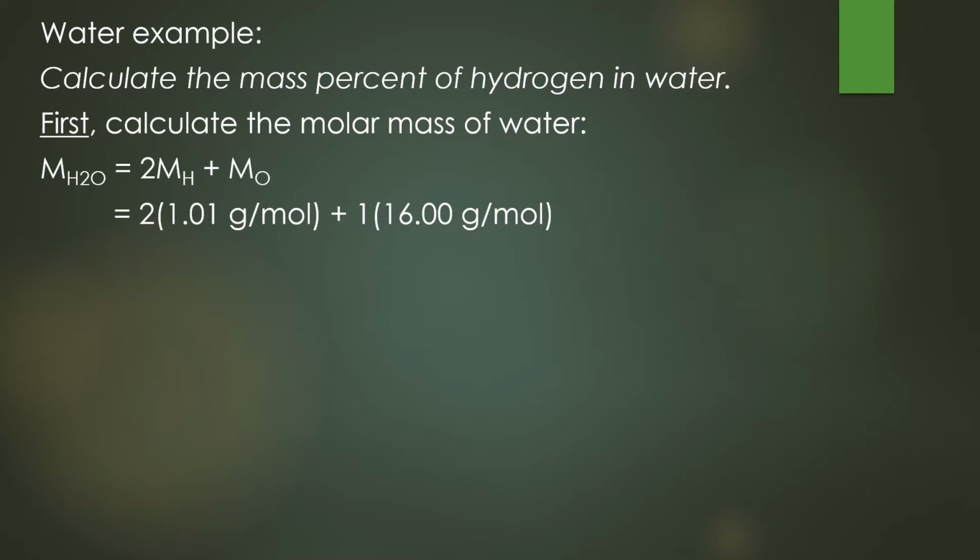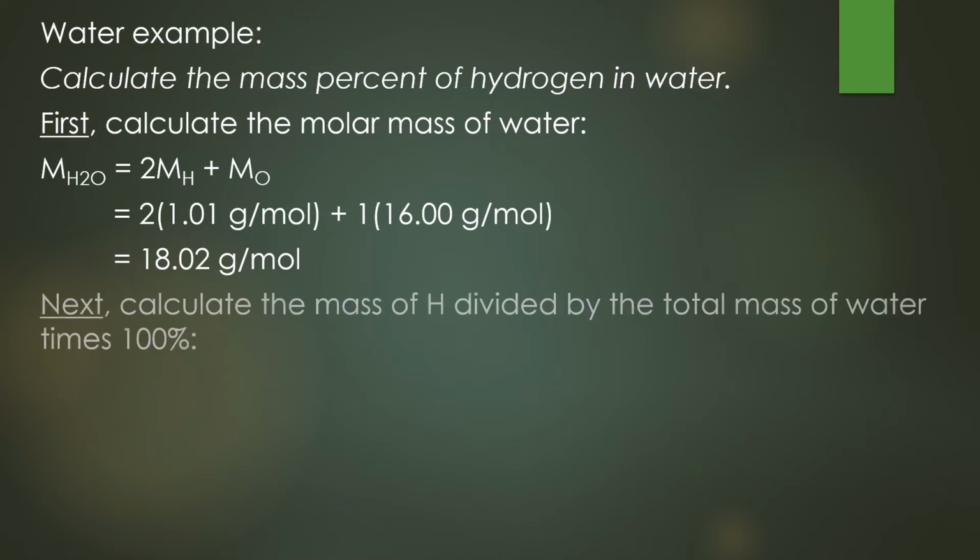Looking at your periodic table, you look at the molar mass, and so you multiply 2 times the 1.01 grams per mole for hydrogen. You look at oxygen, it's 16 grams per mole, and there's only one of those oxygen. You plug it into your formula, and you get 18.02 grams per mole. So that is your molar mass of water. That is your total. That will be on the denominator or the bottom of your fraction when you go on to calculate your mass percent of hydrogen in water.